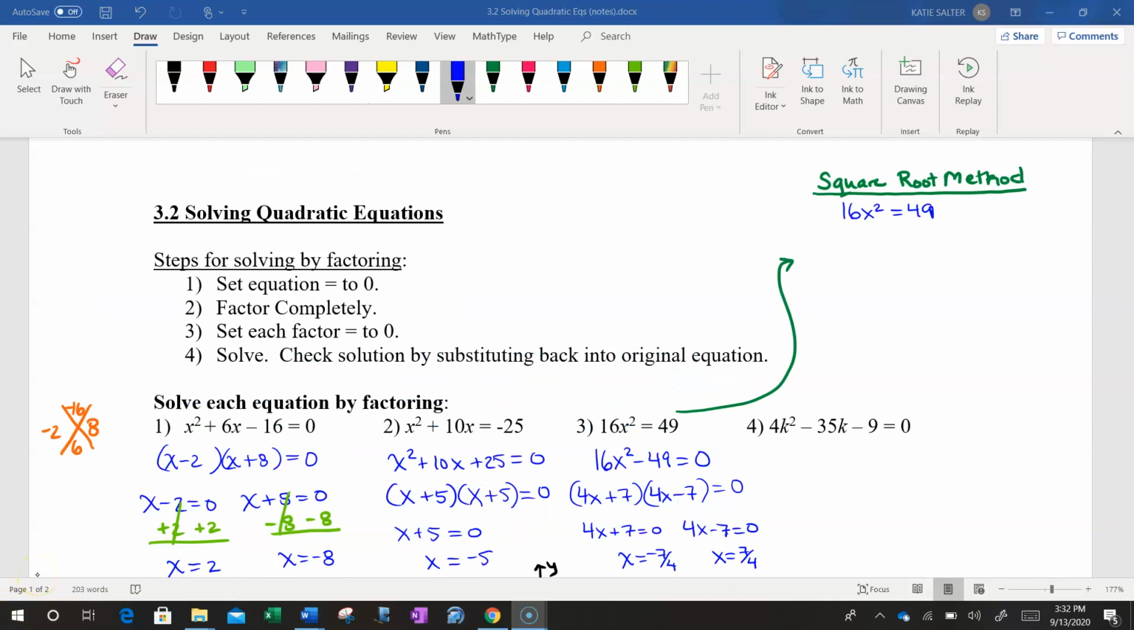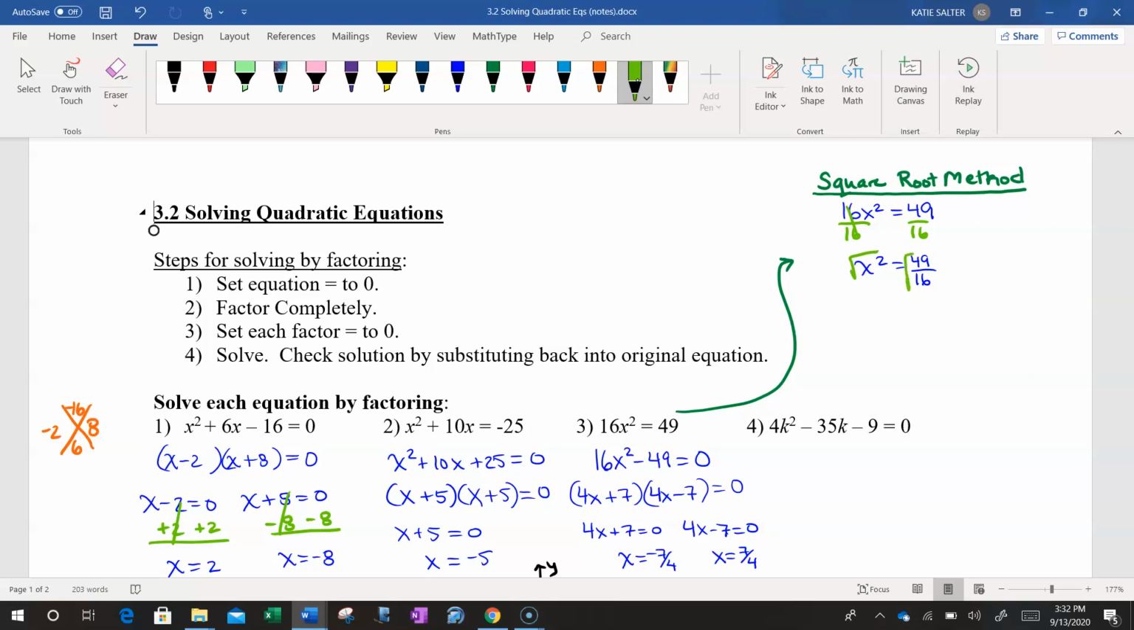So in this case, what we would do, since it's just got the x squared, is we'd isolate the x squared first by dividing through by 16. So that would give us that x squared is equal to 49 over 16. And then to get x by itself, we would take the square root of each side.